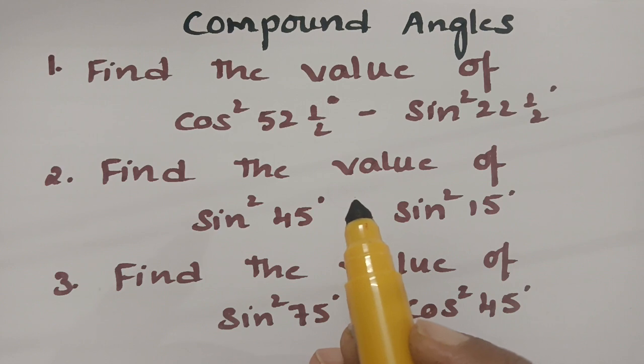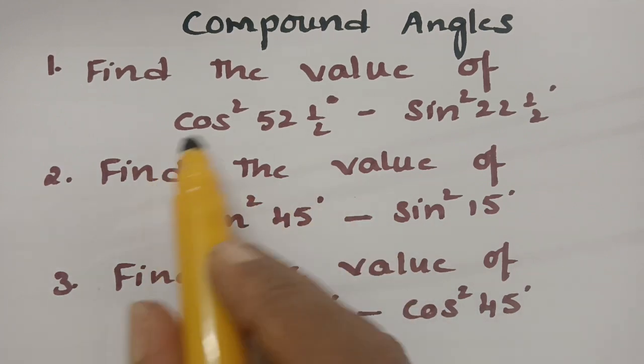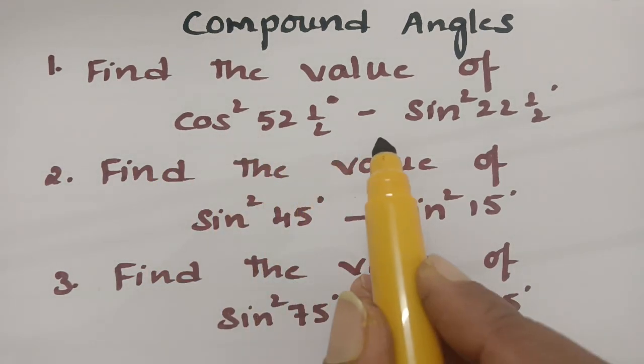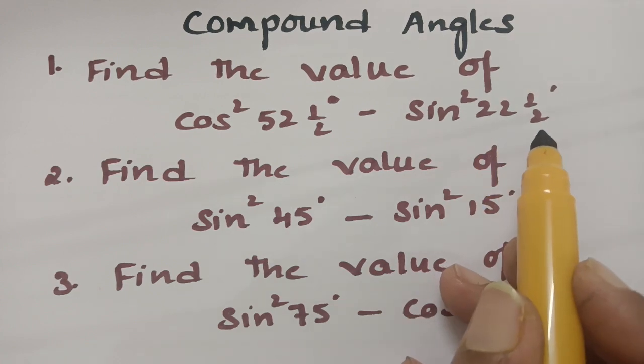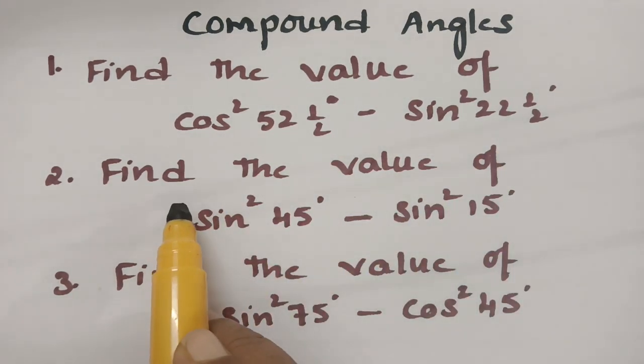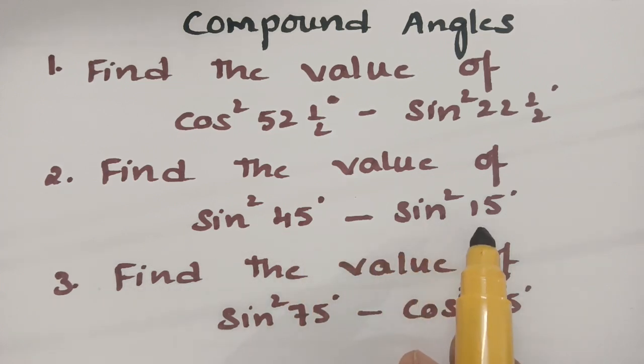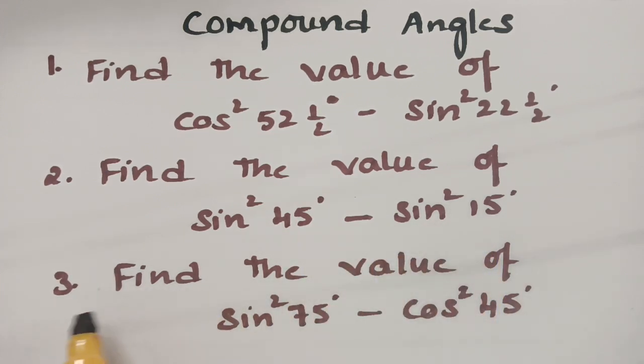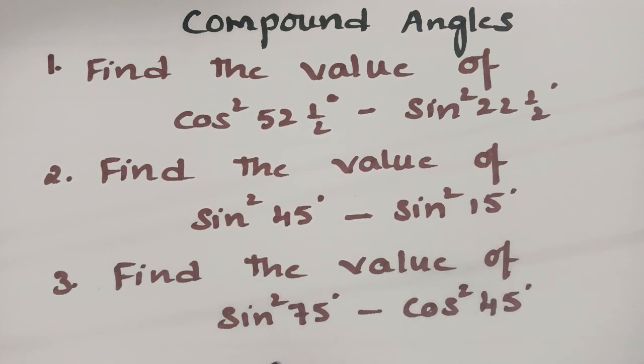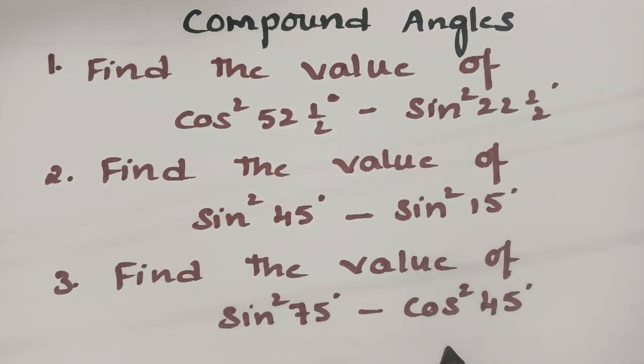See, the first question is find the value of cos square 52 and half degrees minus sine square 22 and half degrees. And the second question here is find the value of sine square 45 degrees minus sine square 15 degrees. And the third question is find the value of sine square 75 degrees minus cos square 45 degrees.